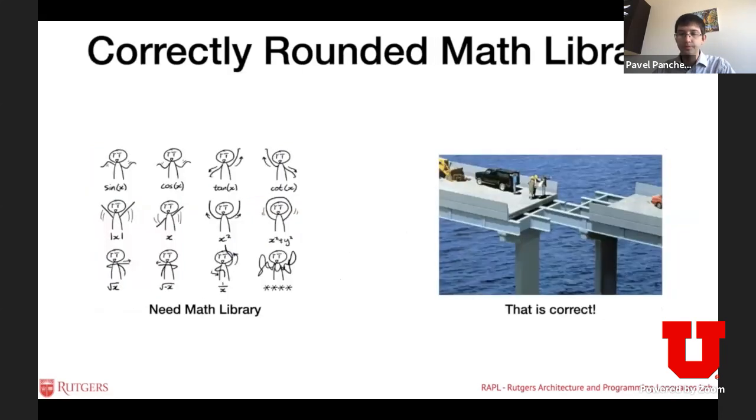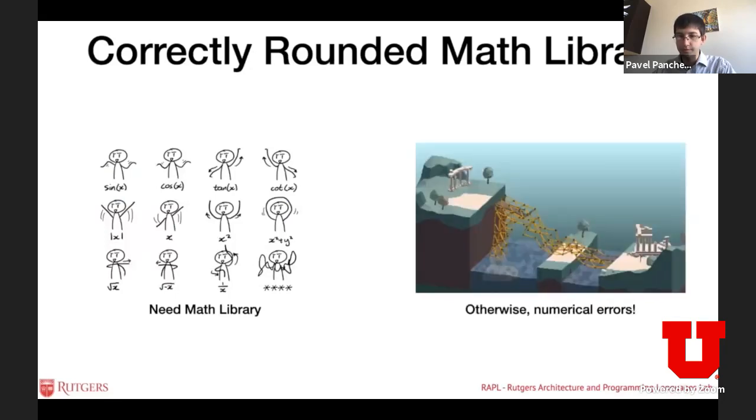Now, one important requirement of a math library is that it should produce the correct value for all inputs. If the math library itself produces incorrect results, then any application using this math library will produce incorrect results, even if the rest of the application is numerically correct.